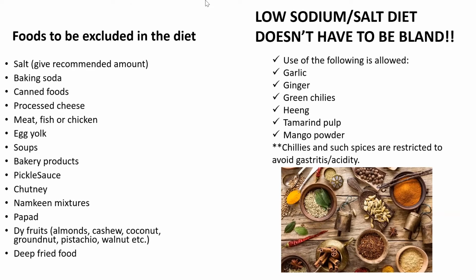So, as I have used this line previously also, that low sodium diet or low salt diet doesn't have to be bland. The use of the following is allowed, like garlic, ginger, green chilies, hing, tamarind pulp, mango powder. These things can be taken as a substitute of salt. And chilies and such spices are restricted to avoid gastritis and acidity.